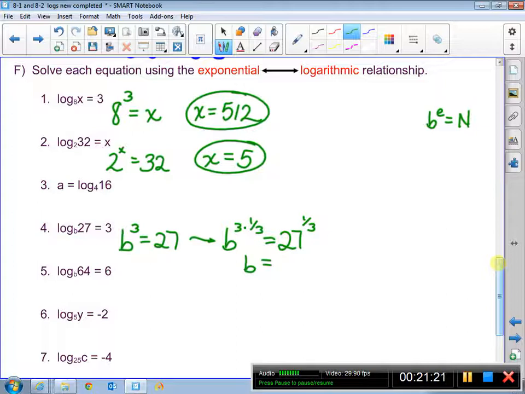So if we raise both sides to the 1/3 power, then I just get b, and I get 3. b equals 3. And that was a strategy from section 7.5 or 7.6. All right, 1, 2, 4, let's do 6.